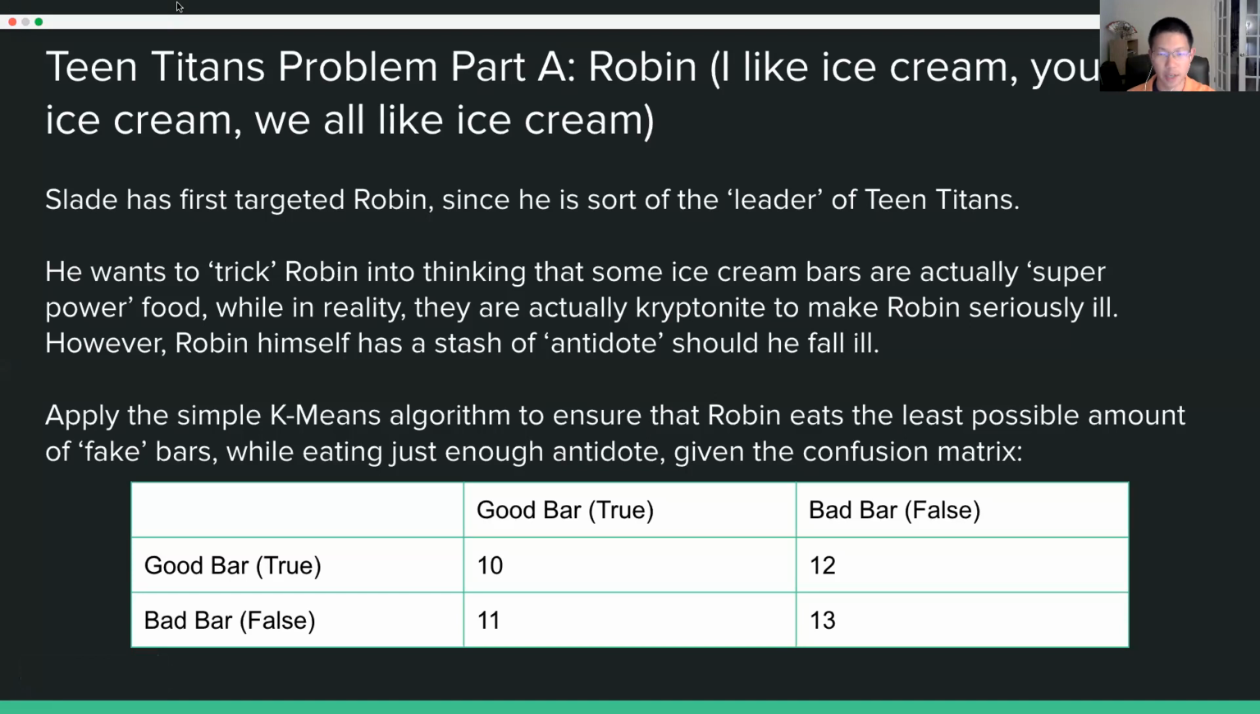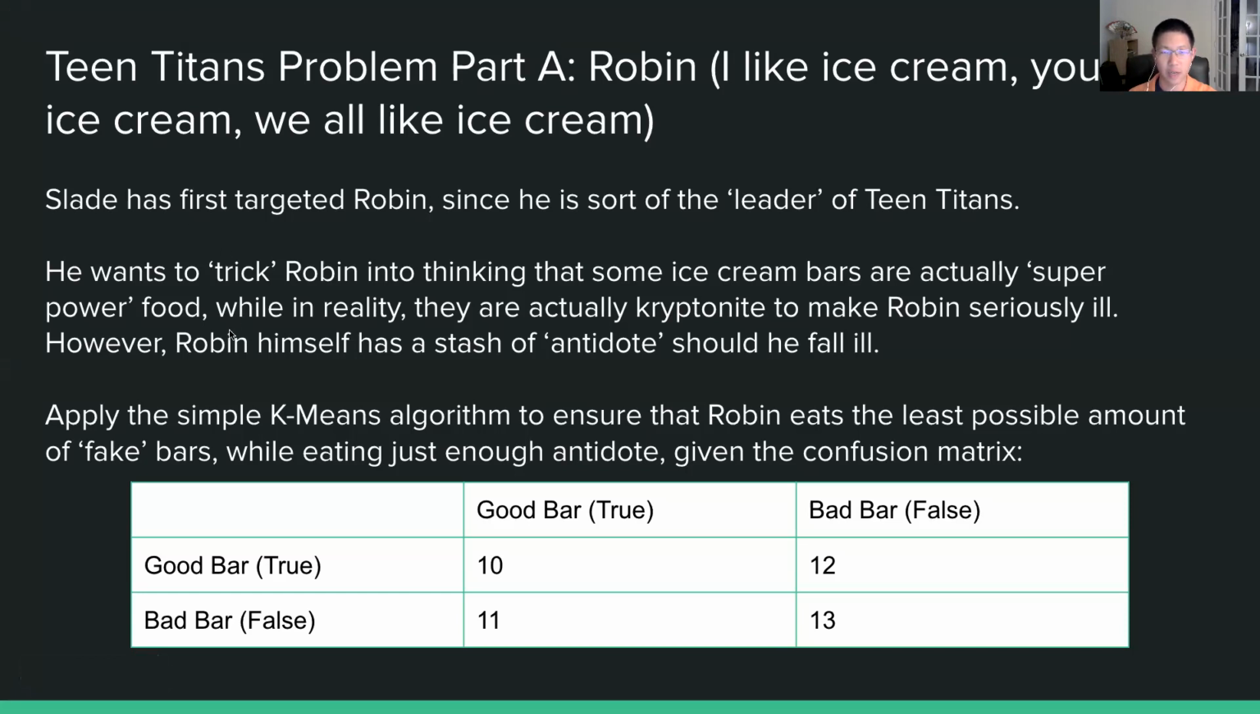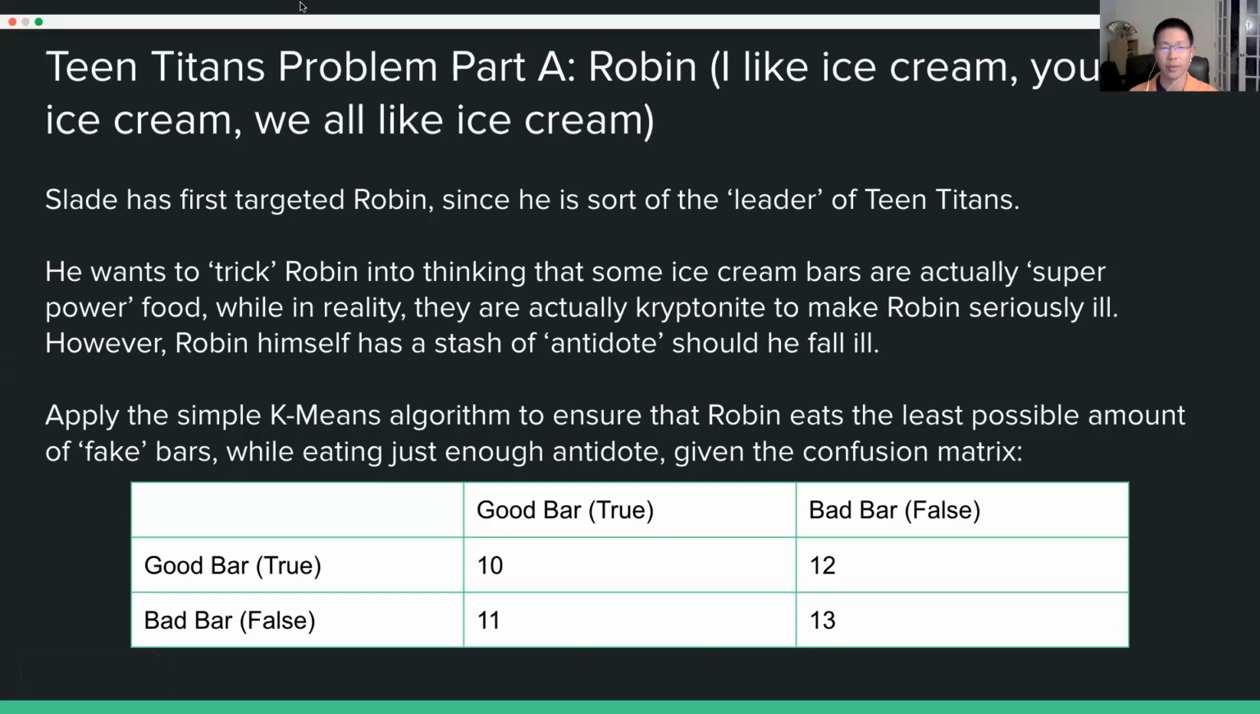So problem 1, Robin. I like ice cream, you like ice cream, we all like ice cream, unless you're lactose intolerant. So first, Slade has targeted Robin, sort of the leader of the Teen Titans. He wants to trick Robin into thinking that there are some ice cream bars that are actually superpower food, while in reality, they're actually quite kryptonite and make Robin seriously ill, like COVID-level ill.